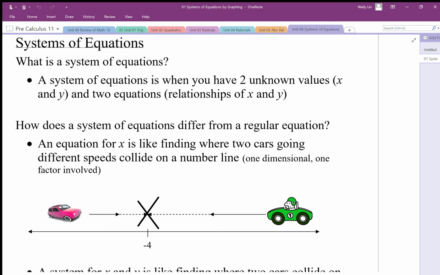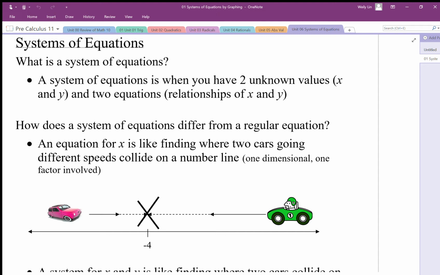x and y. And we can actually have systems of equations with more than two variables. We can have a three-variable system. To solve a three-variable system, though, we would need three relationships. Okay, so we're going to focus on two variables, two equations, and just make sure we understand how does the system of equations differ from a single equation?